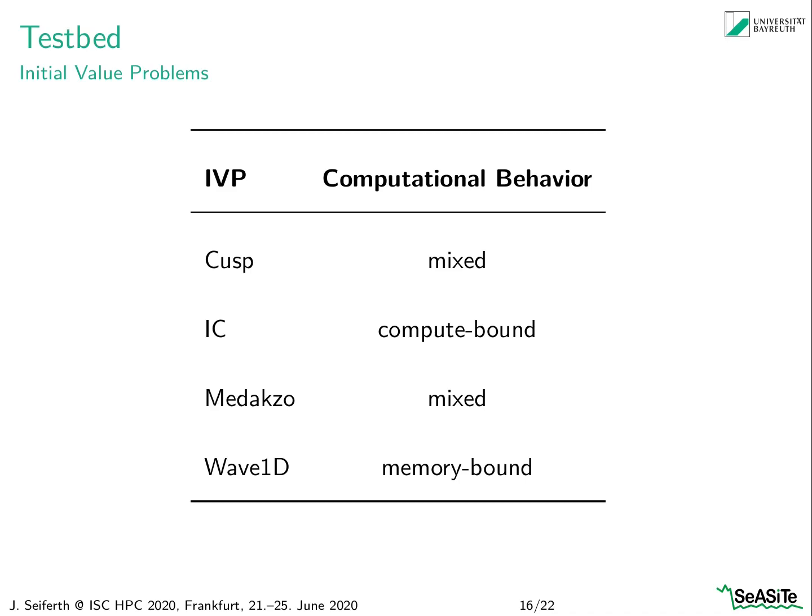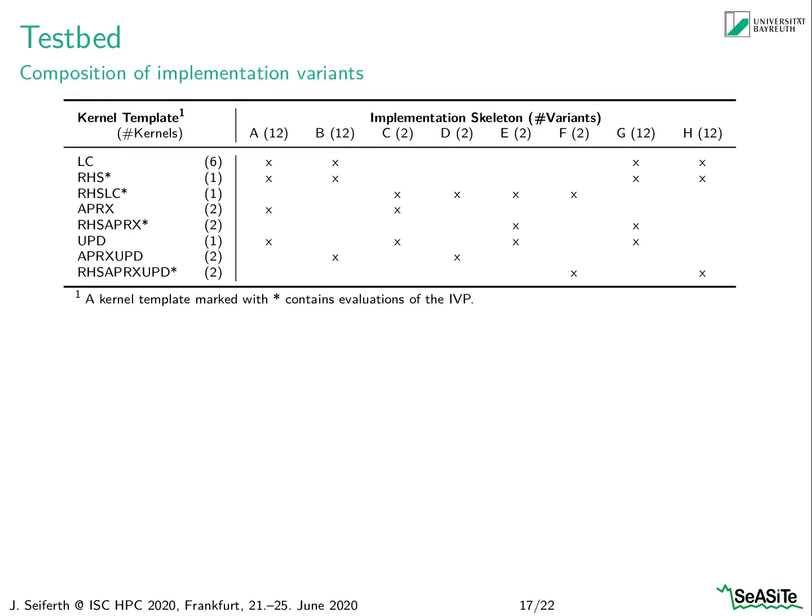Its ODE system is derived from 2 PDEs, and the components of the first PDE are compute bound and the components of the second PDE memory bound. Wave 1D is memory bound and describes the propagation of disturbances at a fixed speed in one direction. We use a pool of 56 different implementation variants for our experiments.